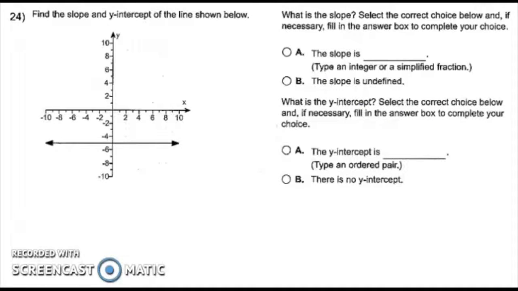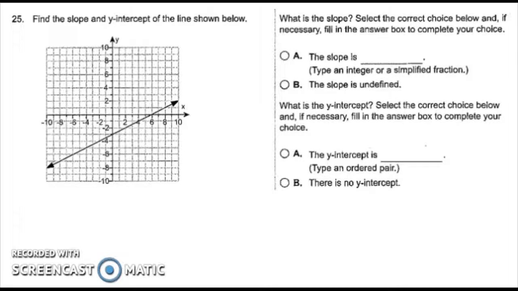Number 24, it says find the slope and y-intercept of the line shown below. It's a horizontal line, so the slope is always 0. Y-intercept, we see it crosses at negative 5, so my answer is going to be negative 5.